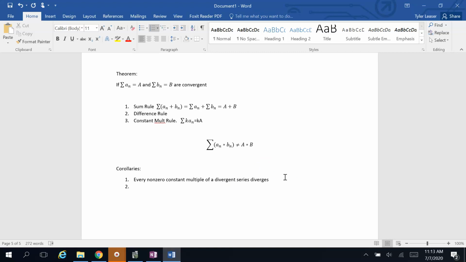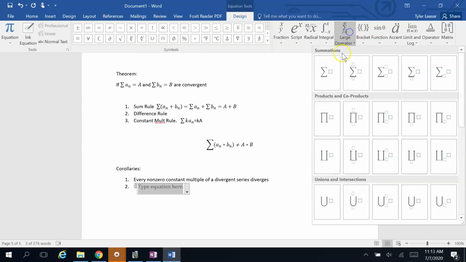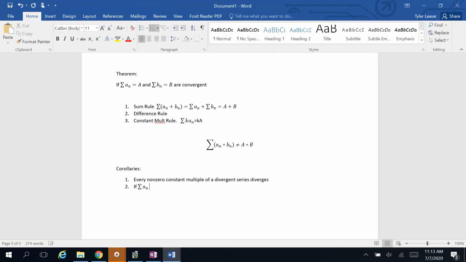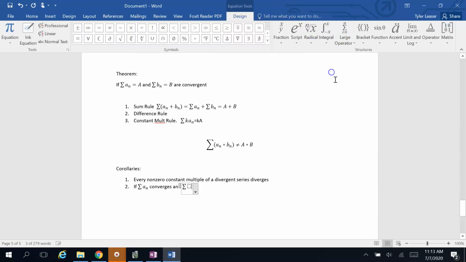The second corollary, if you have one infinite sum that converges, and you have another infinite sum that diverges, then if we look at the sum and the difference of these two things, so the sum of a sub n plus b sub n, and also the sum of a sub n minus b sub n, both of these diverge.